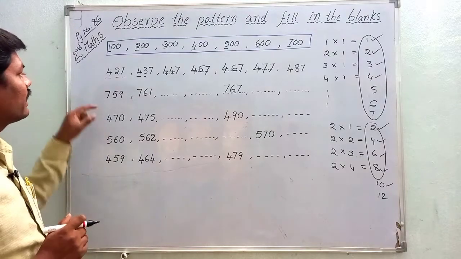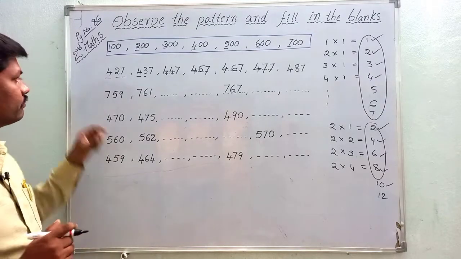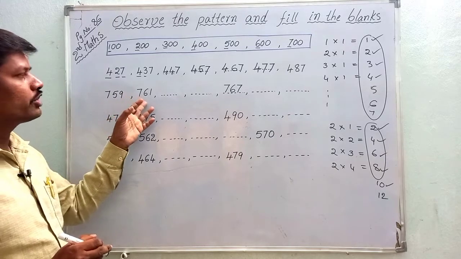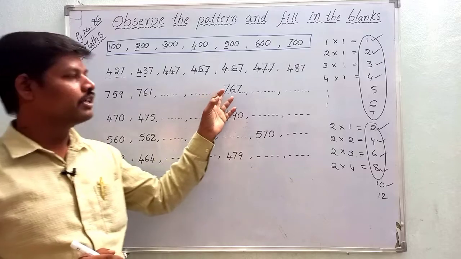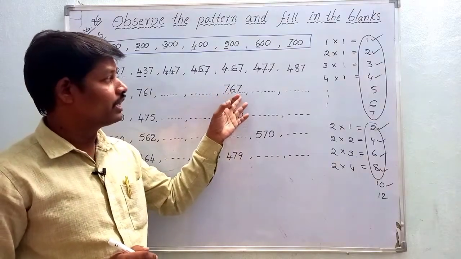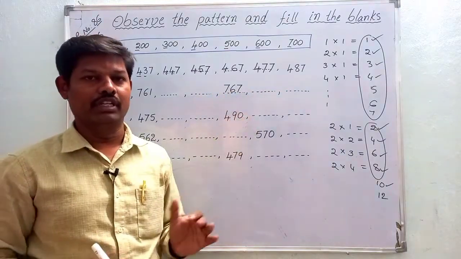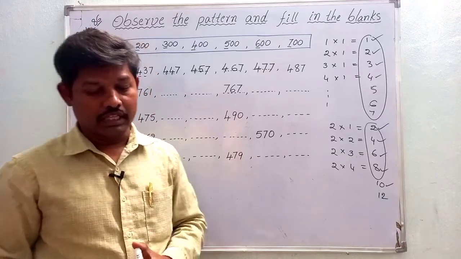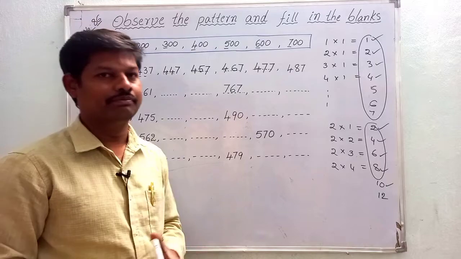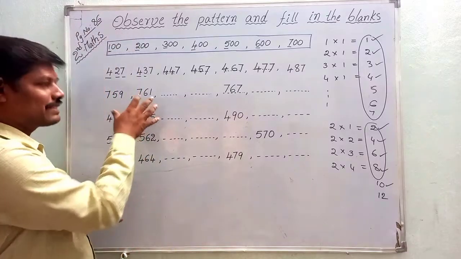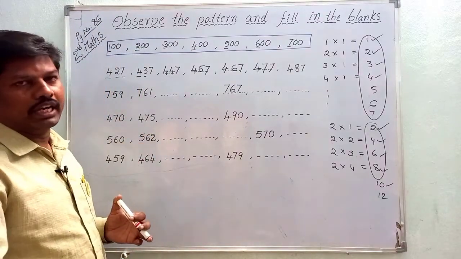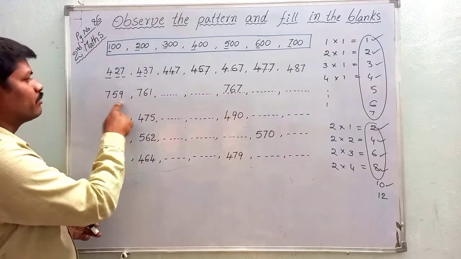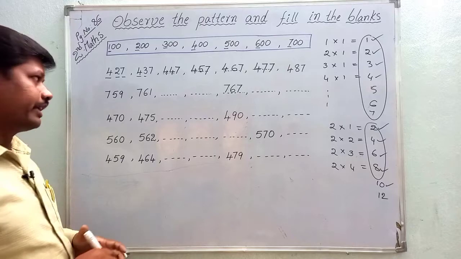Okay, this first one is completed. Now let us see another pattern. 759 and 761, dash dash, 767, dash dash is given. So in your textbook it is given, maybe the sixth one. I have taken some, the remaining ones you can write easily by understanding this. Let us observe how to write.